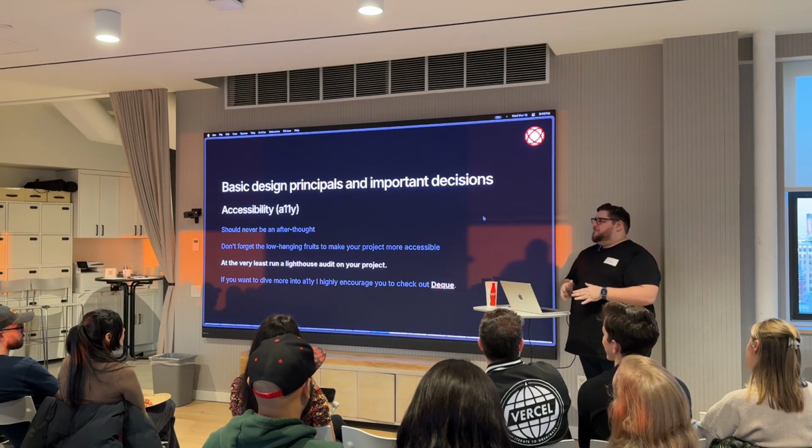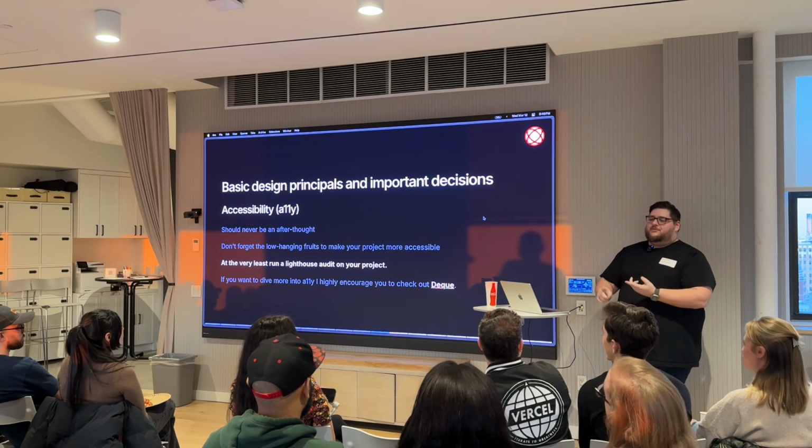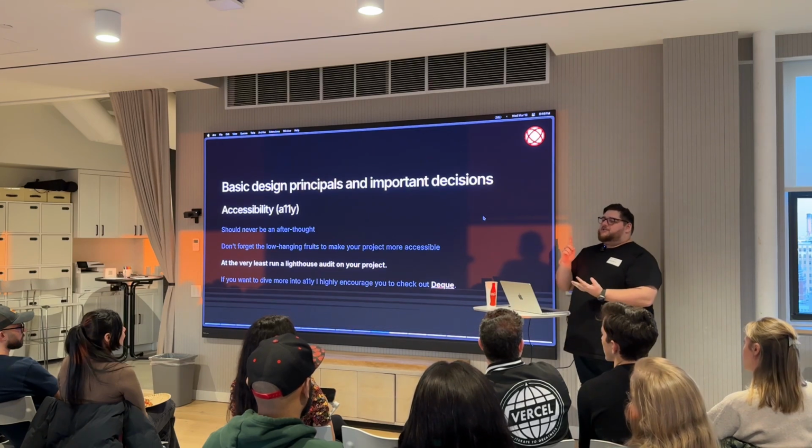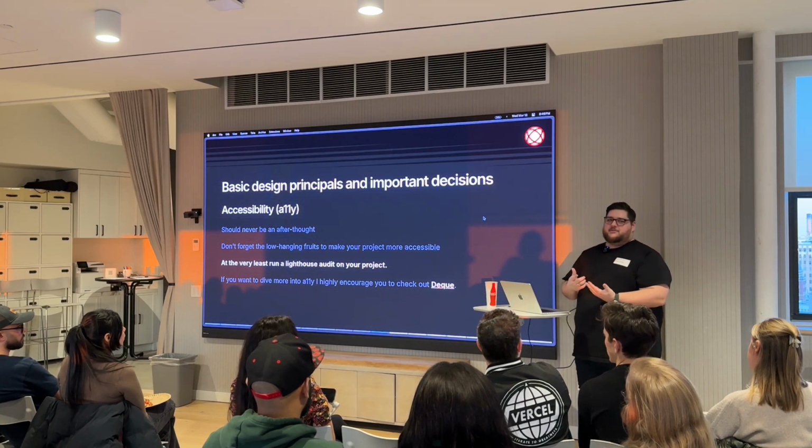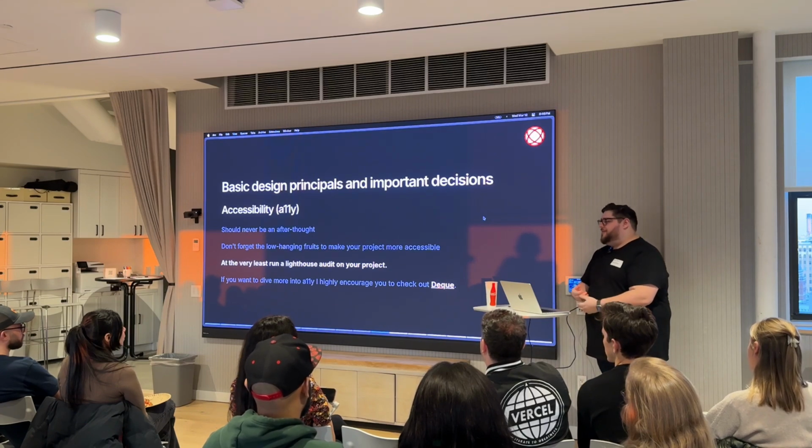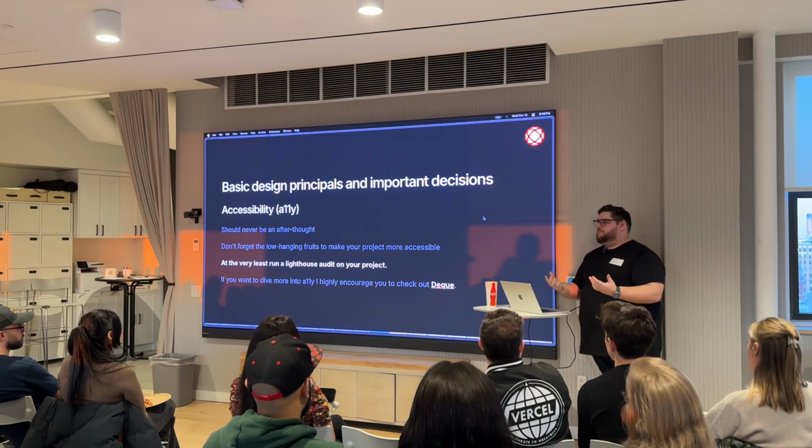But don't forget the low-hanging fruits. Your colors are not accessible. Your links don't have a name. I mean, there's super basic stuff that you can find in a Lighthouse audit of your site. It's built into Chrome. You can visit their website. Like, why not?